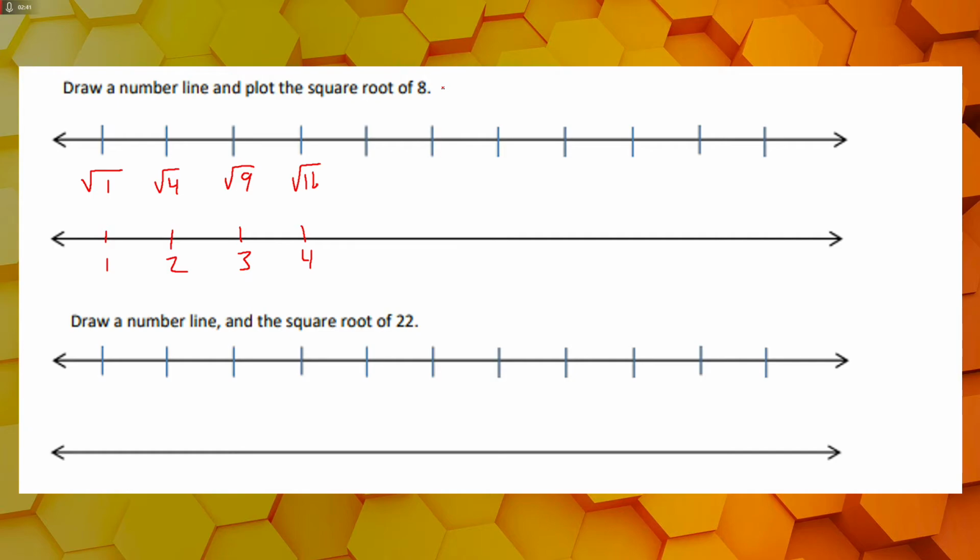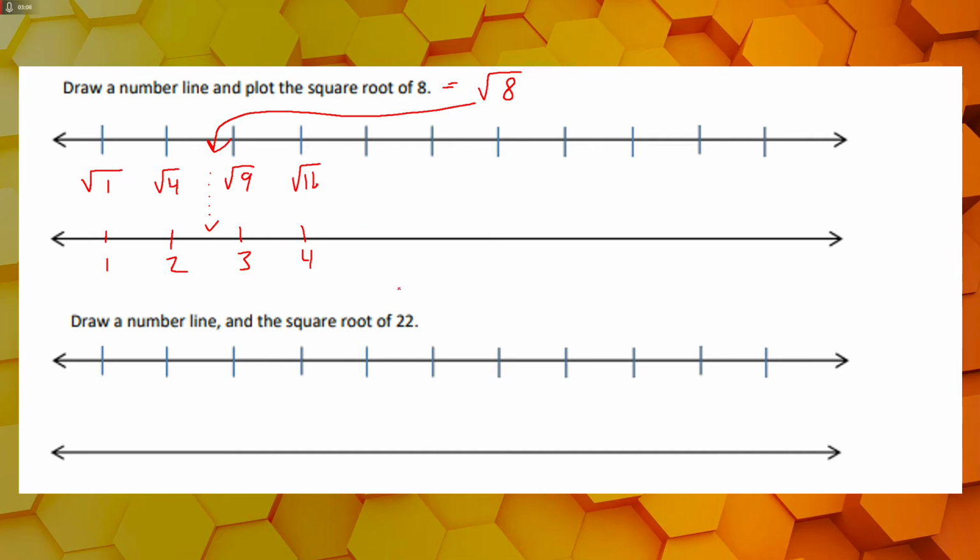So because I want the square root of 8, I need to know, well, where does the square root of 8 fall on this number line? Well, I know the square root of 8 is going to be between the square root of 4 and the square root of 9, which means because it falls in between those two numbers, it's also going to fall between these two numbers. So the square root of 8 is somewhere between 2 and 3.